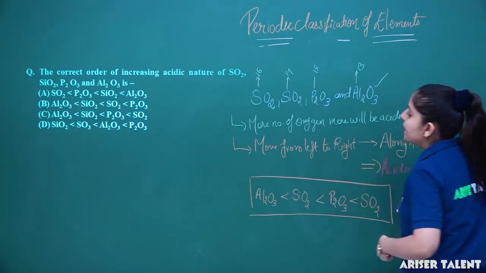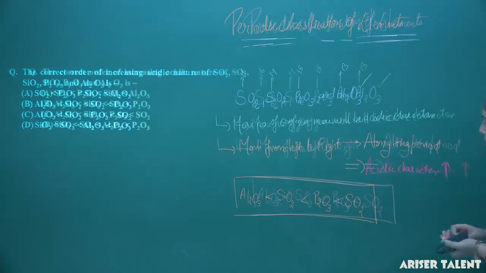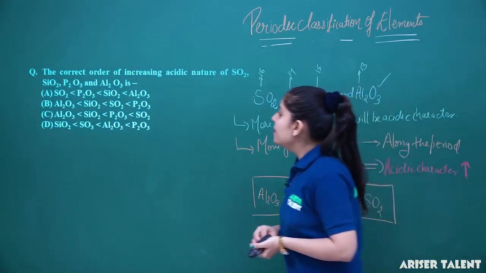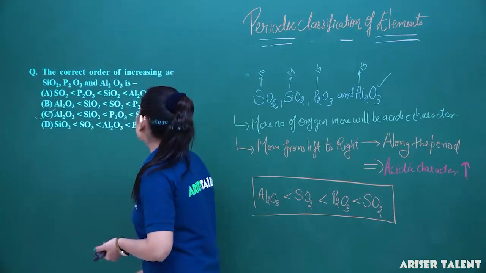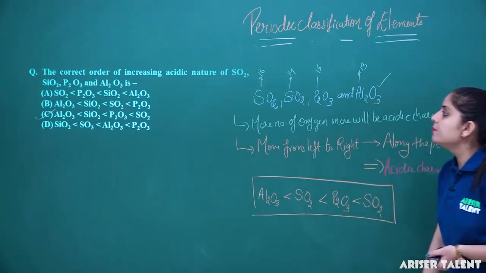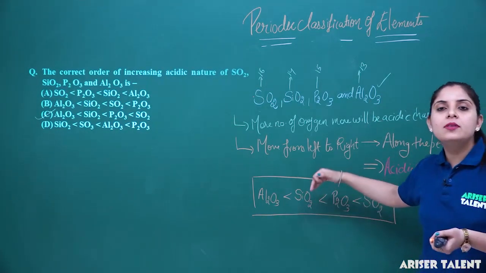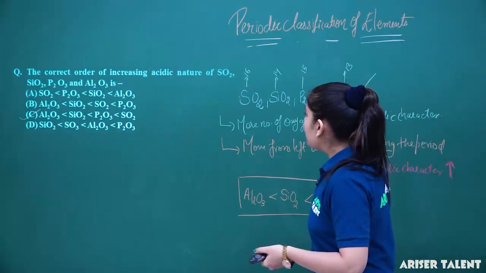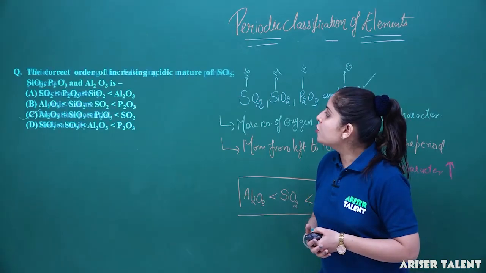So we can say that sulfur dioxide is going to be more acidic. So which option is correct here? According to this sequence, we have the correct option here, that is option C. So option C will be the correct explanation here: Al2O3 will be the least acidic, then SiO2, then P2O3, then sulfur dioxide is the most acidic. Now let us move to the next question.